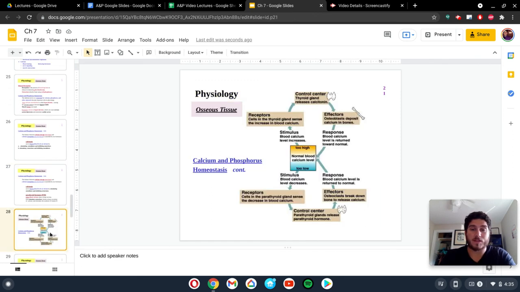And here is the last slide to discuss. Here is a great example of one of the feedback loops of maintaining calcium and phosphorus within our bones and within the body. Again, this is a negative feedback loop. Take a minute, take a look at this, and if you have any questions, we could definitely discuss this in class. So please reach out if you have any questions.